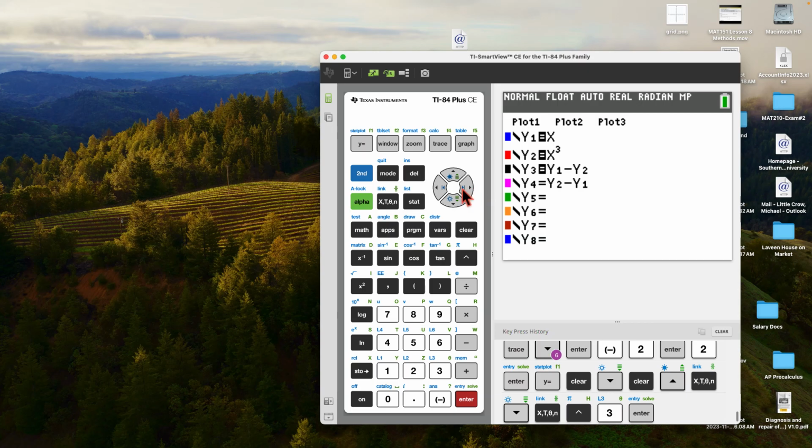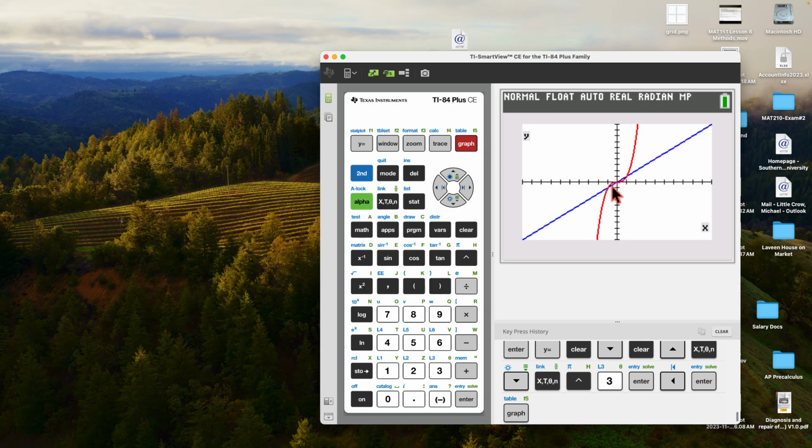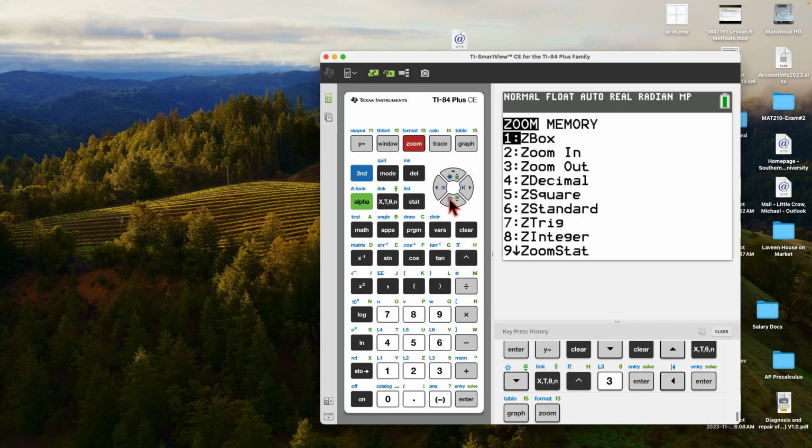I'm going to turn off this y1, y2 because what I need to do is find which one's on top. I'm going to graph it. And it's kind of hard to see, but since we're only going from -1 to 1, what I can do is maybe zoom in on this area. And I'm going to show you something called a zoom box. I'm going to use a zoom box.